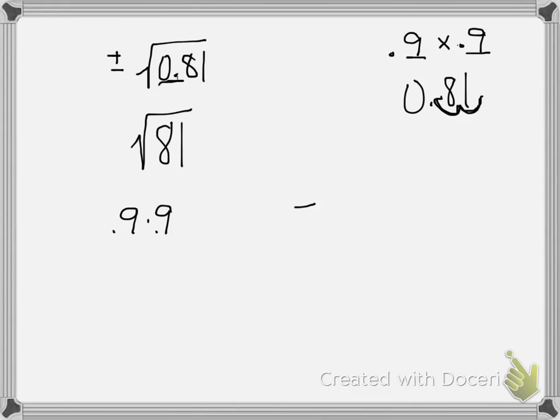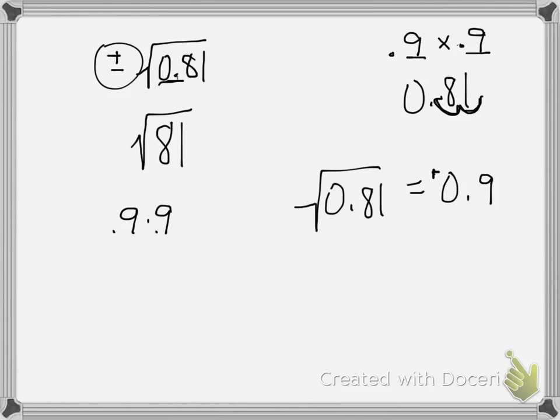So the square root of 0.81 is just equal to 0.9. Now, I can't forget this was plus or minus, so I need to keep my plus or minus in my answer. So the square root of 0.81 is plus or minus 0.9.